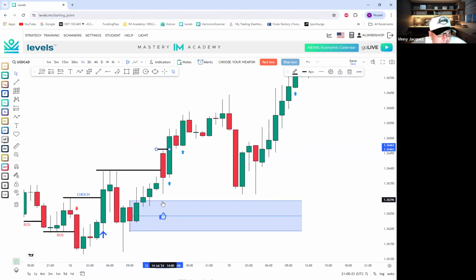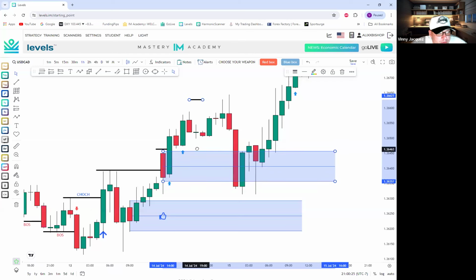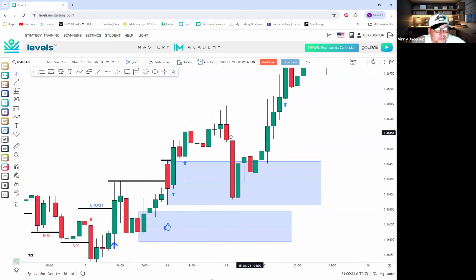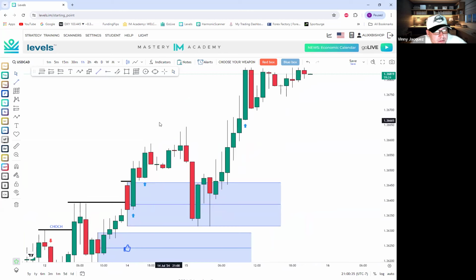Market broke it to the upside. So now we had a starting point right here. And that one had some trouble, but it ended up holding the zone and then continuing up. And then what happens? Another break of structure to the upside.